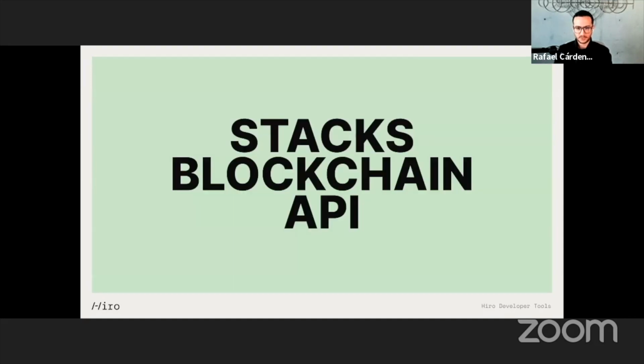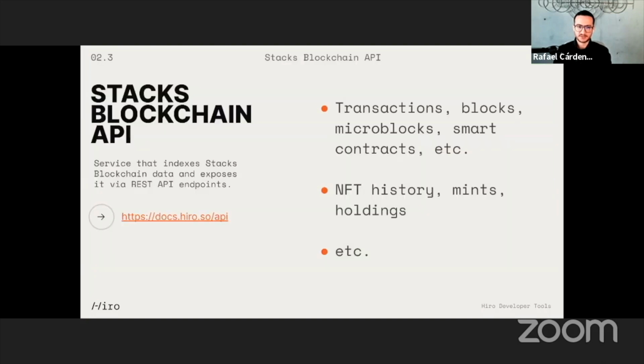Next, I want to talk about the Stacks blockchain API. Now we're moving on to the Stacks layer. This API is similar to the Ordinals API in the sense that it indexes all the information that happens, but it indexes the information for the Stacks blockchain and also exposes it via REST API endpoints.